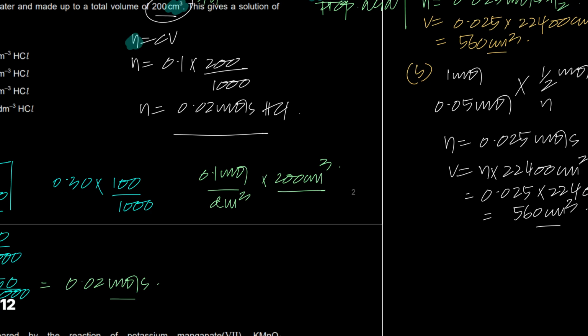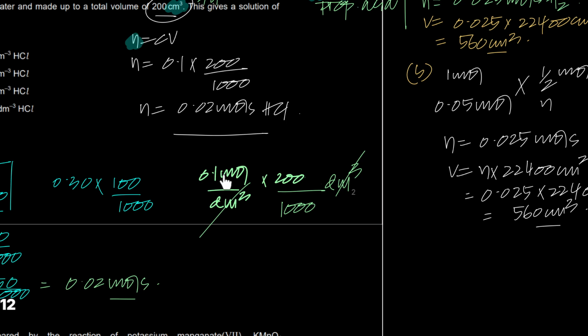Sorry, what I'm saying is, divided by 1000, this becomes dm cube, right? Then this becomes dm cube. I don't want to go into the mathematical complexity of it, but after you divide it by 1000, this becomes dm cube, doesn't it? So dm cube and dm cube cut out, and you get 0.1 times 200 divided by 1000. So that's the moles, Hamza.